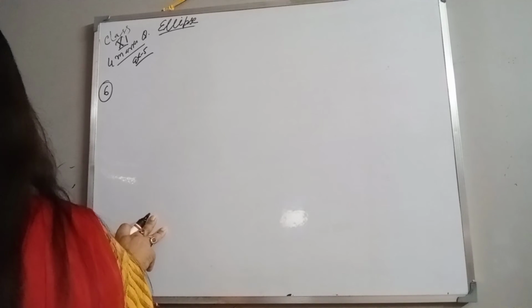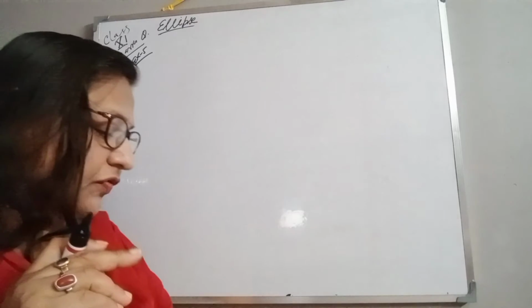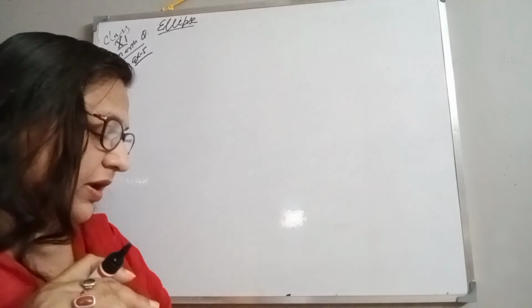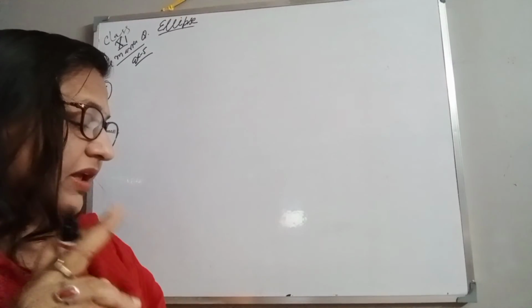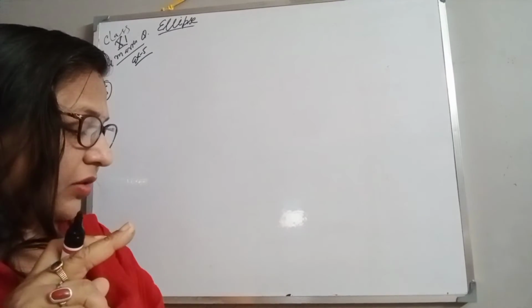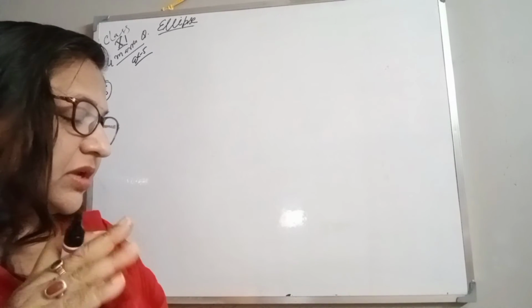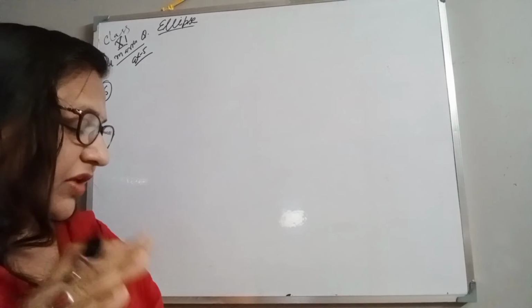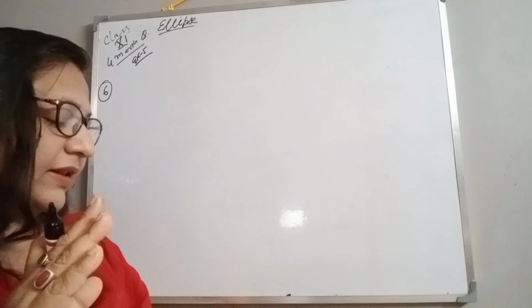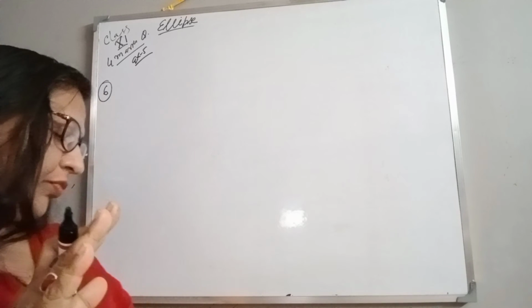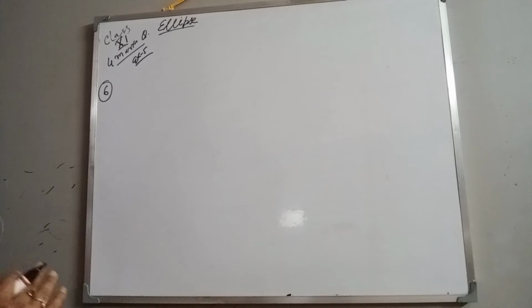Sum number 6. Taking major and minor axes along the y and x axes, find the equation of the ellipse whose coordinates of foci are 0, comma, plus minus 1, and the length of the minor axis is 2. This is the question. Major axis along y and minor axis along x. You have to find the equation of the ellipse.